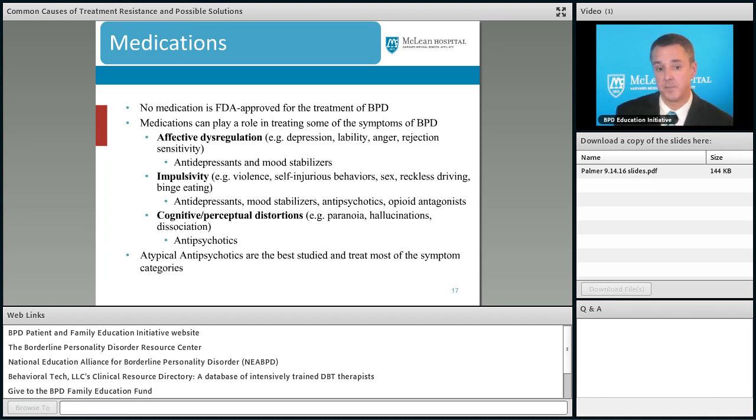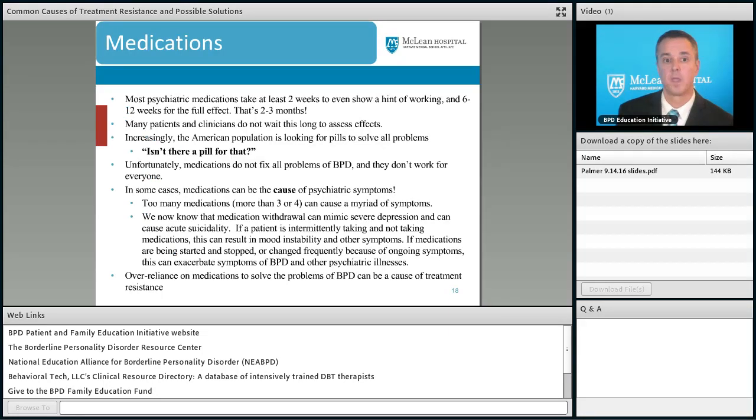Things like impulsivity, we use antidepressants, mood stabilizers, antipsychotics, and opioid antagonists. And for things like paranoia, hallucinations, or dissociation, we usually use atypical antipsychotics. The atypical antipsychotics are the best studied and treat most of the symptom categories of borderline personality disorder. And this, again, reinforces this notion that maybe borderline personality disorder is a form of bipolar disorder.